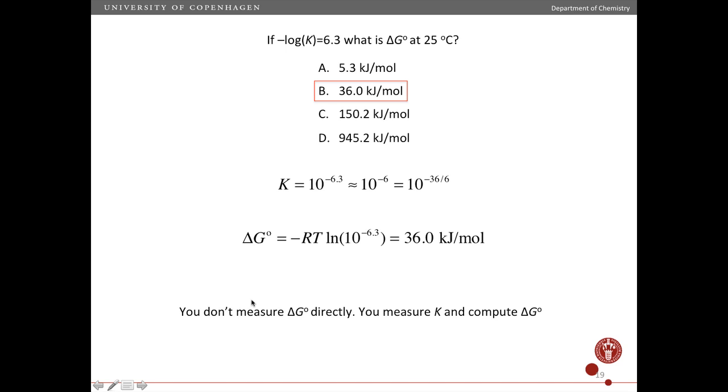So the conclusion here is that in general, you don't measure delta G standard directly. What you almost always do is you measure the equilibrium constant, and from that, you compute delta G standard using this equation.